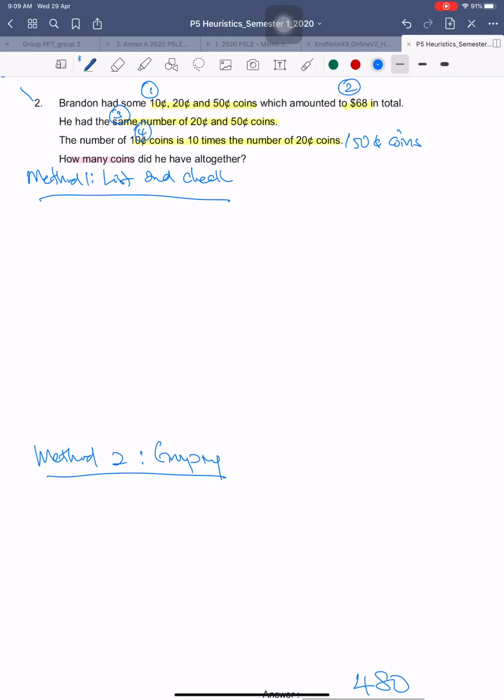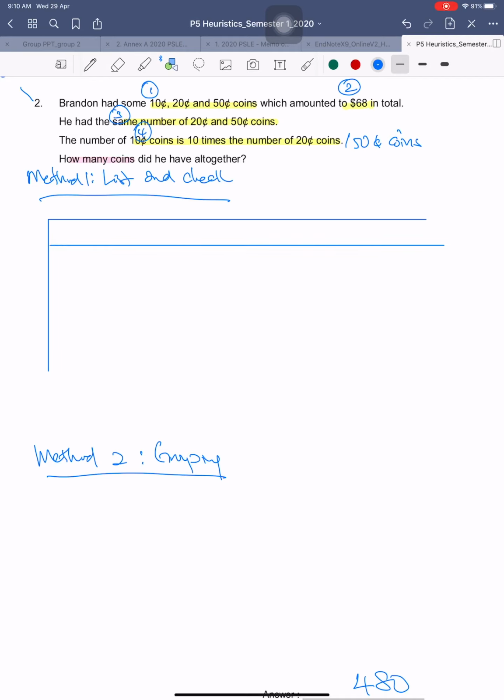Alright, so list and check method. So let's construct a table. What we are looking out for is, number 1, the number of 10 cent coins. After that, the number of 20 cent coins. Now, not to worry if your table headings are different from mine, it doesn't matter. But these are the things that you need to have. Number of 20 cents, 10 cents, and the number of 50 cent coins.